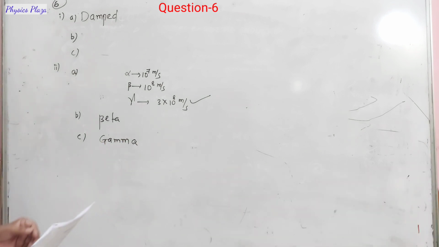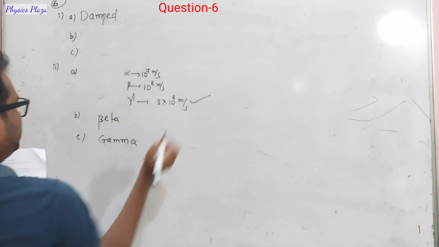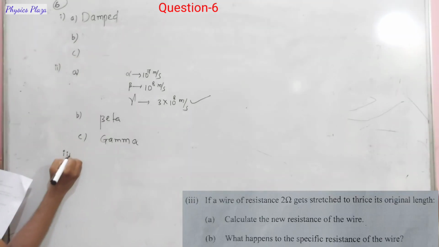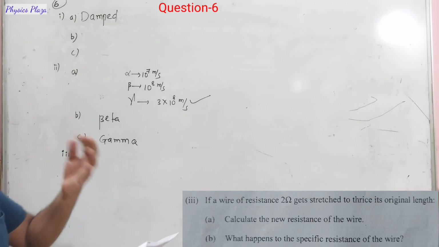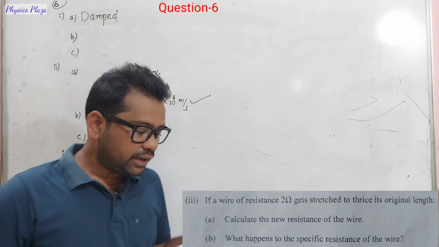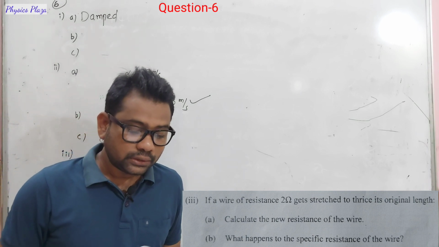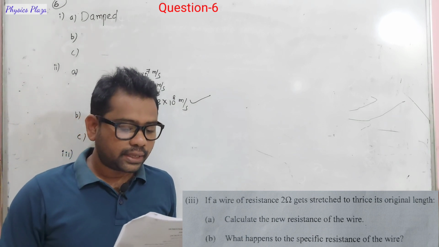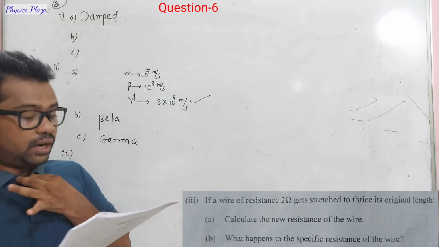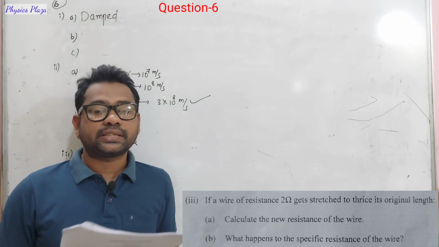Okay, dear children, so this is the second bit. Now the third bit we'll see here. Question number 6, third bit. Children, here is a numerical. It is given that a wire of resistance 2 ohm gets stretched to thrice its original length. Calculate the new resistance of the wire and what happens to the specific resistance of the wire.